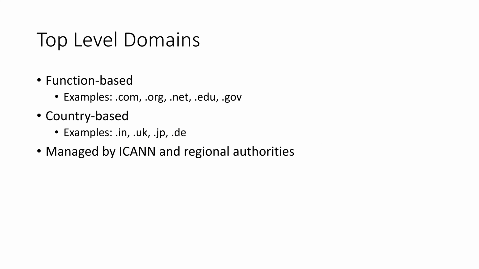At the very top of the DNS hierarchy are top level domains or TLDs. There are two main types. Function based TLDs like .com for commercial entities, .org for nonprofits, .edu for educational institutions and .gov for government websites. Other are country code TLDs like .in for India, .uk for United Kingdom, .jp for Japan. These are assigned and managed by global organizations like ICANN with specific TLDs delegated to regional registrars and national authorities.